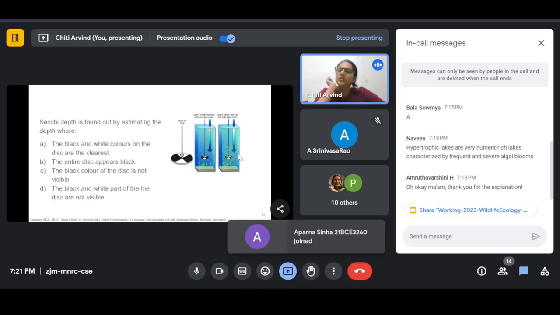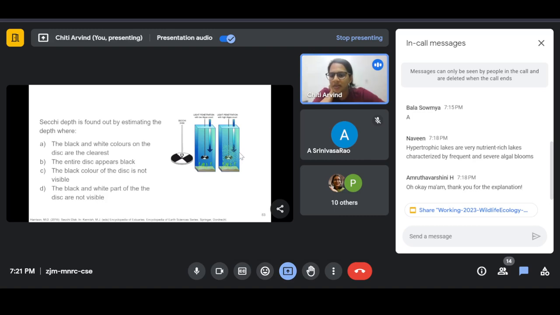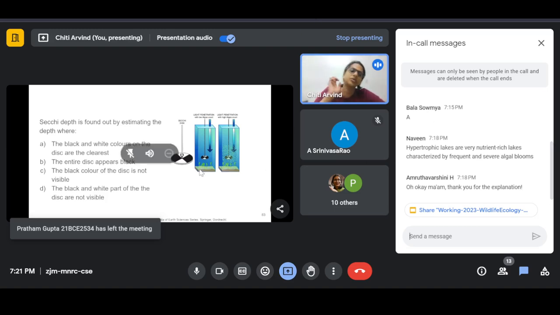All right. So you have something known as the Secchi disk, and the Secchi depth is found by estimating the depth where the black and white colors on this particular Secchi disk are the clearest. The entire disc appears black, the black color of the disc is not seen, and the black and white parts of the disc are not seen. So what is this Secchi depth? And what's the correct answer? There is a diagram also alongside. So what do you feel is the correct answer?